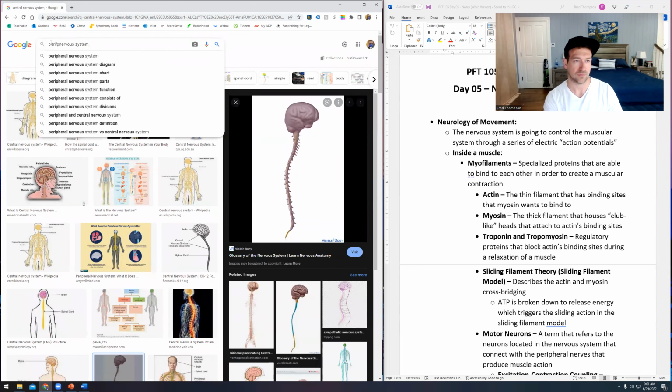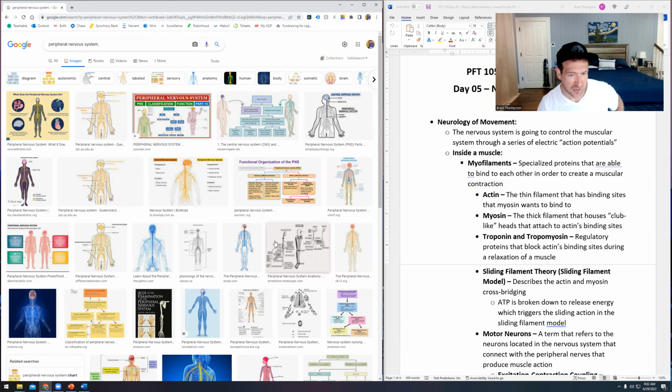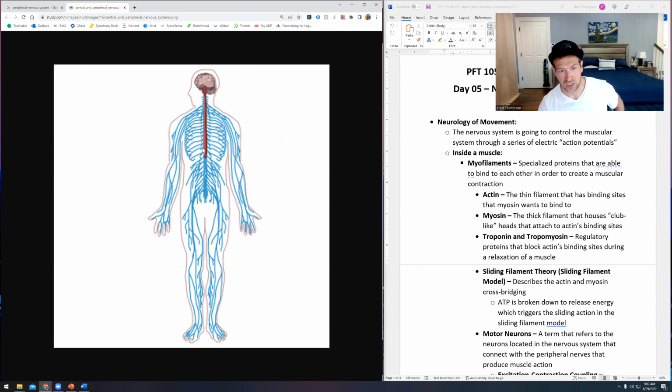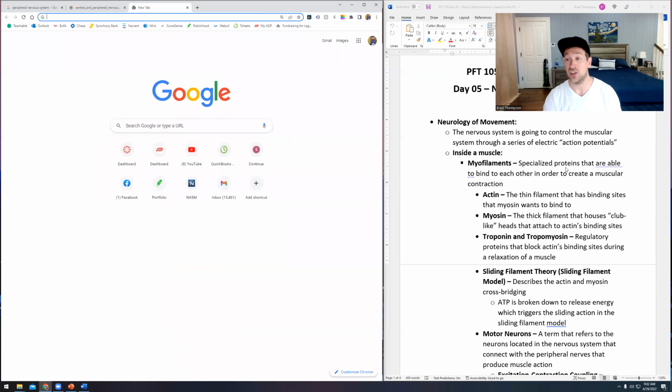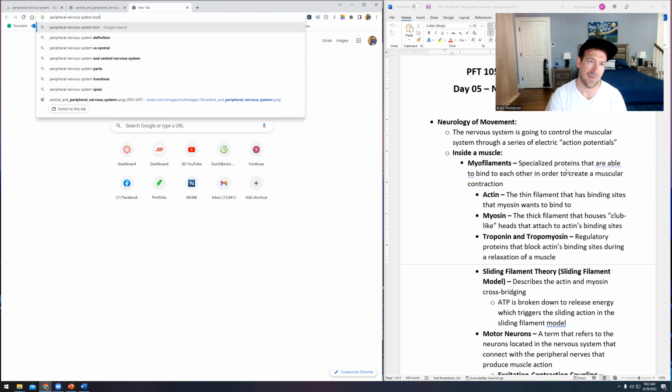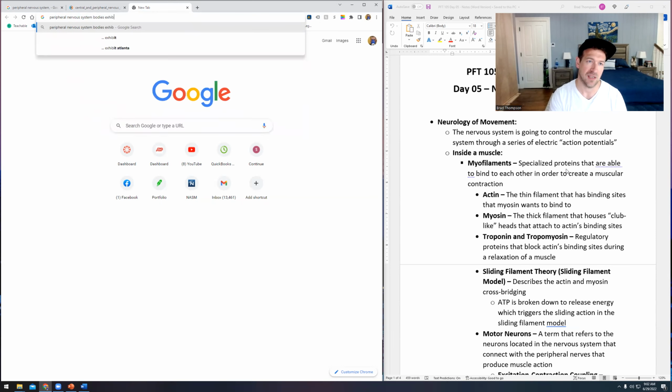Your peripheral nervous system, well, okay, see this picture here? The red pink stuff is the central system. All this blue stuff, all the stuff branching out from there, that's your peripheral nervous system. You can actually see this. They've done a pretty good job of laying this out in the bodies exhibit. Peripheral nervous system, bodies exhibit.